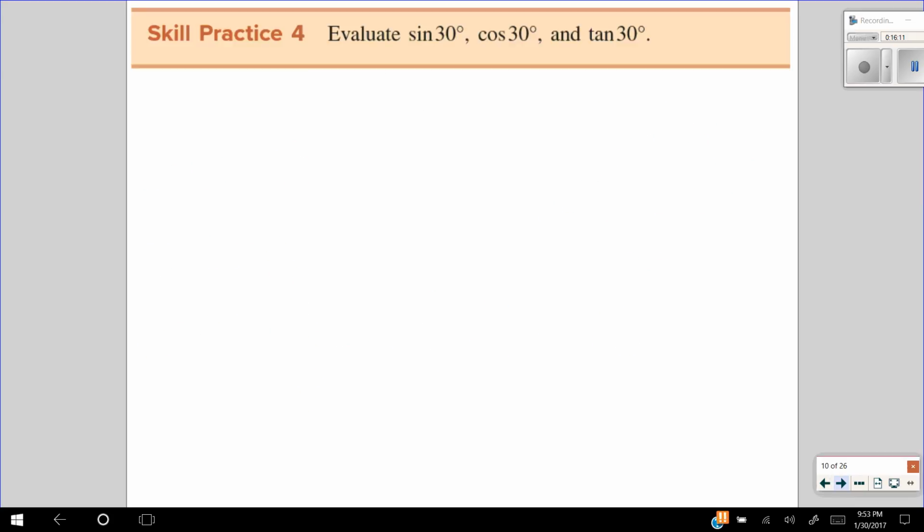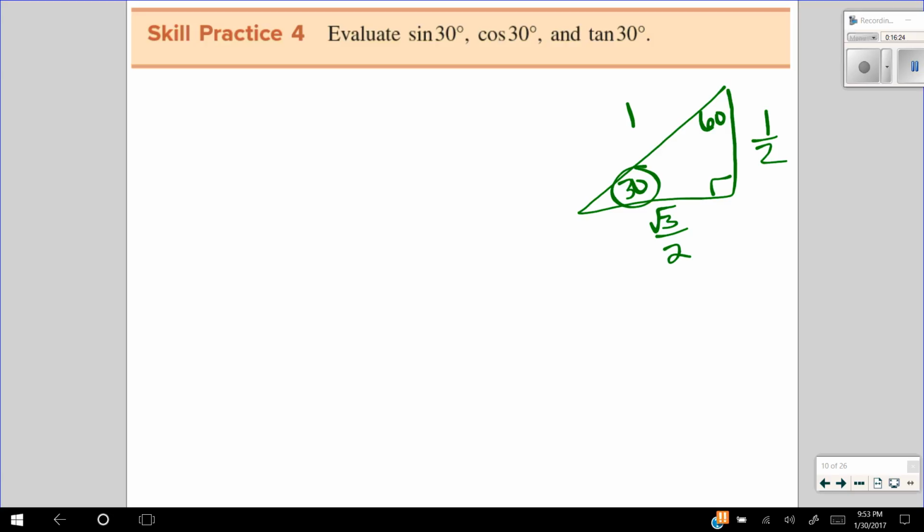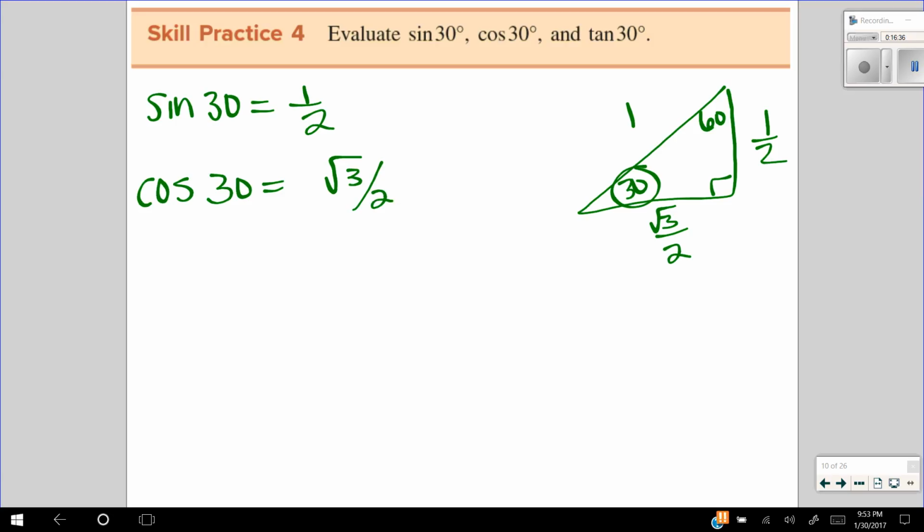For the 30-degree angles, again, I'm going to draw my picture. The more times I practice it, the more I'll memorize it. So the sine of 30 is going to be the opposite, 1/2. Cosine of 30 is our adjacent, root 3 over 2.